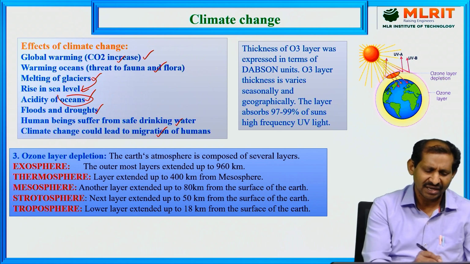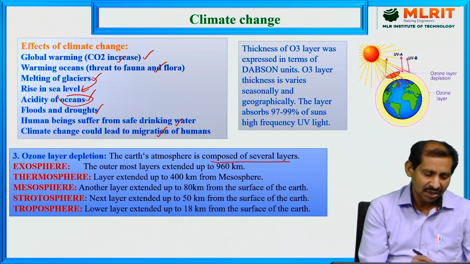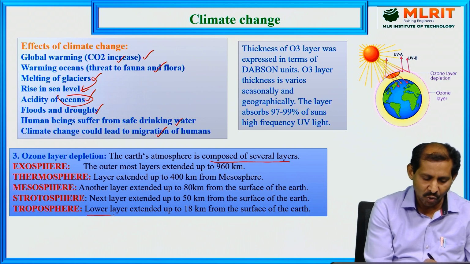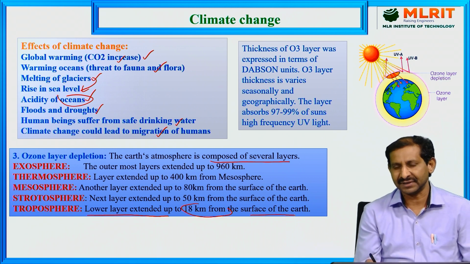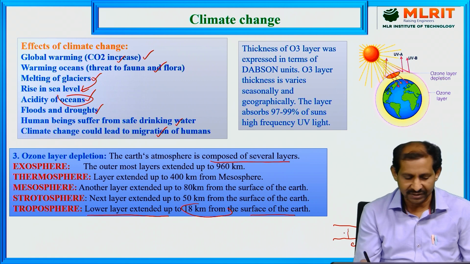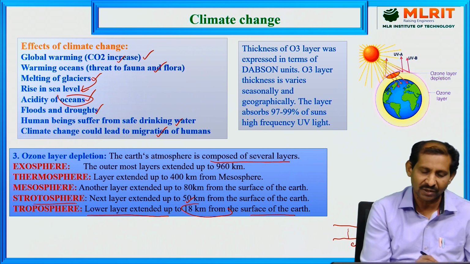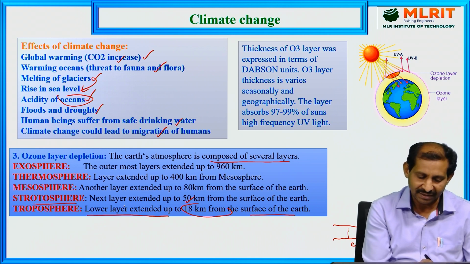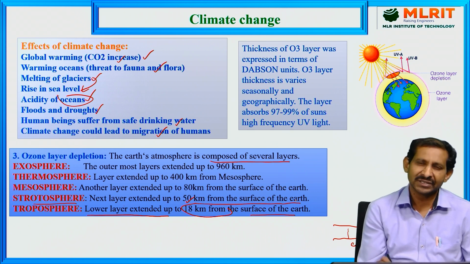Generally, the earth's atmosphere is composed of several layers. Already we know that one. First, the troposphere is the lower layer, extended up to 18 kilometers from the earth's surface. For example, this is the earth, and up to 18 kilometers this layer is called the troposphere. The next layer, extended up to 50 kilometers from the surface of the earth, is called the stratosphere.